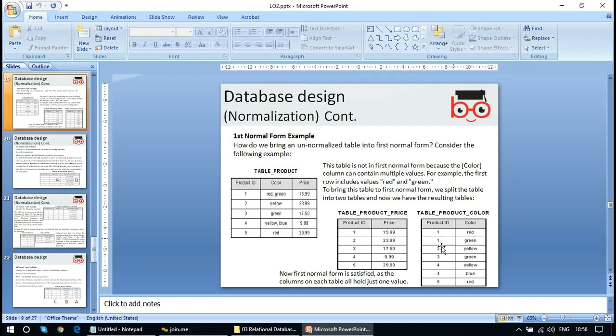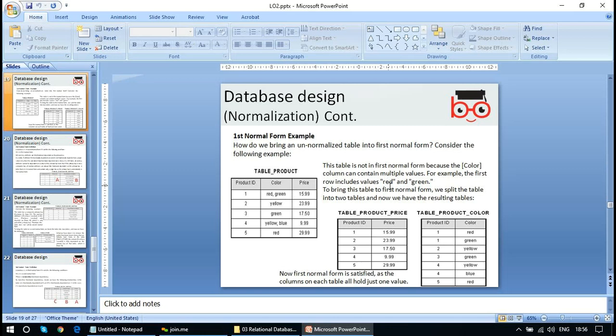So this could be a variety. Probably the product ID could have, let's say, 100 colors. But what they are trying to say is that a color field could only be atomic. One field could not hold more than one value. So when you are using more than one value in a column, it means your database is not in first normal form. So initially you create an additional table and make it atomic. That is called the database in the first normal form.